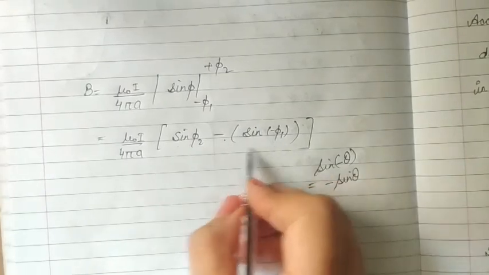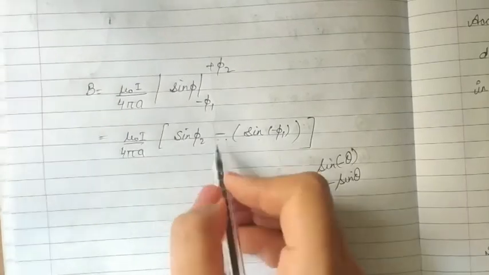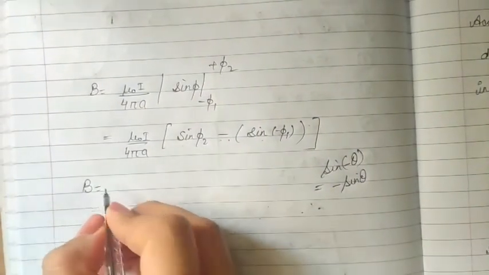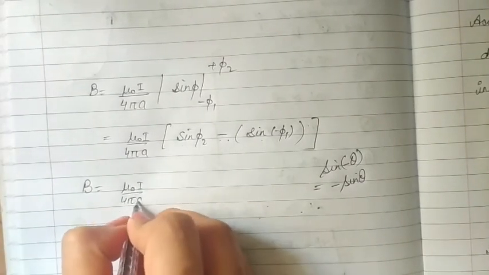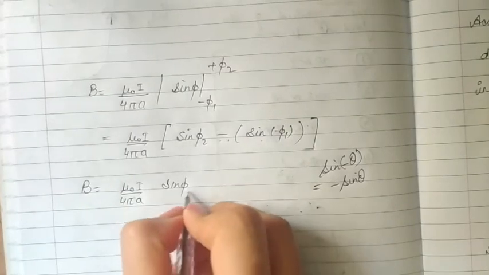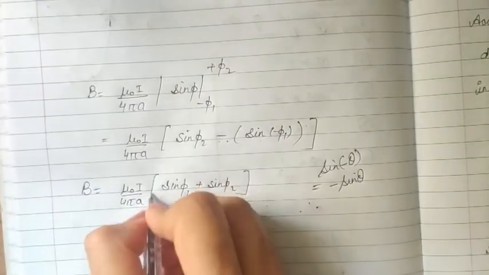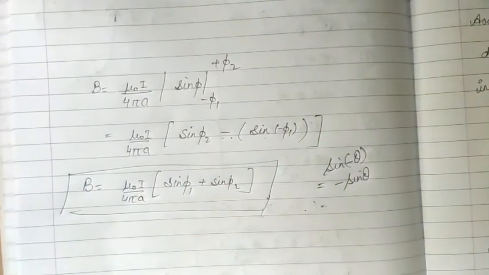So we can write it as minus sine phi, and this minus sine phi and minus will become plus sine phi. So the final answer of capital B that we get is mu naught I upon 4 pi a, sine phi 1 plus sine phi 2. This is the value of magnetic field strength at point P.